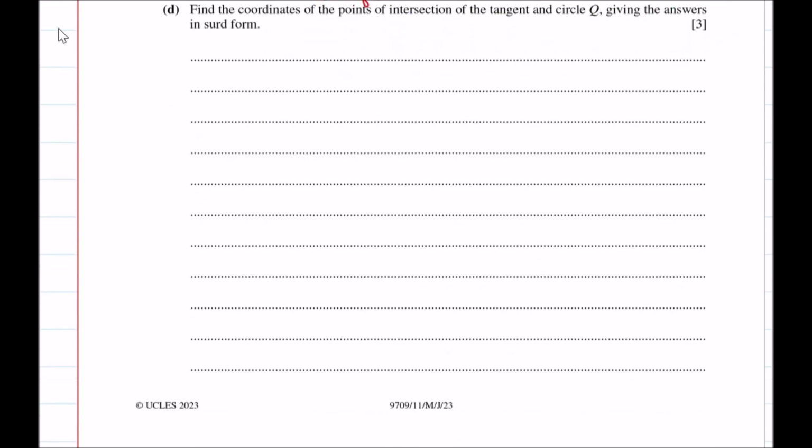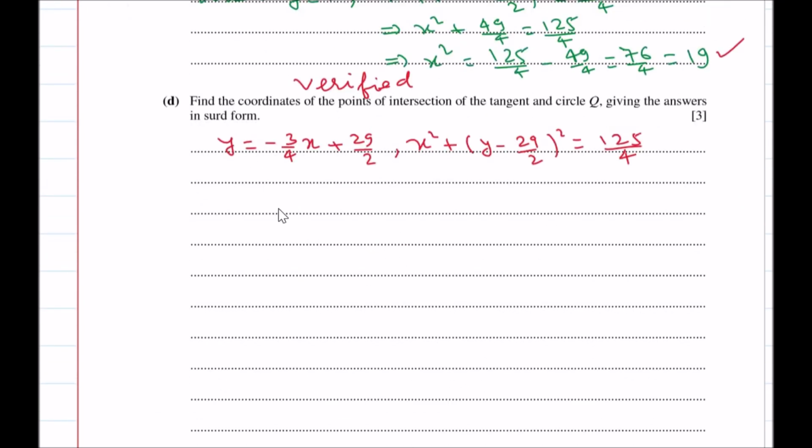Okay, now part D. It says find the coordinates of the points of intersection of the tangent and circle Q, giving the answers in surd form. So this is important to note here. You have to give the answer in surd form. Now here you can see the tangent equation given, y equal to minus 3 by 4x plus 29 by 2, and the circle Q equation is x square plus y minus 29 by 2 whole square equal to 125 by 4.